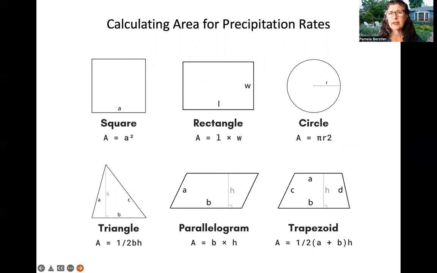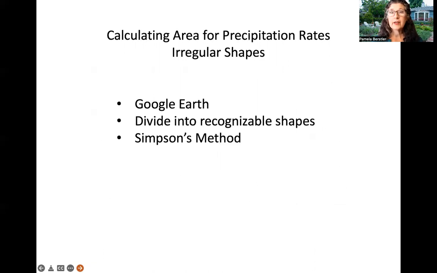Now, we had mentioned that you're getting dimensions because you're going to need to get your areas, which you will need for precipitation rates. And Pamela takes you through those calculations in another module. But we thought we'd include those formulas here. I remember square and rectangle, but not much beyond that. And then, of course, every now and then you get your irregular shapes as well. So yes, you can use Google Earth. You can divide an irregular shape into more recognizable shapes and then calculate them. And then if you really want to, there's something called Simpson's method. I took a look at it. It was a little overwhelming for me.